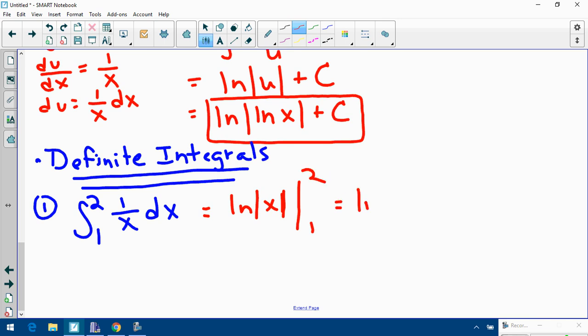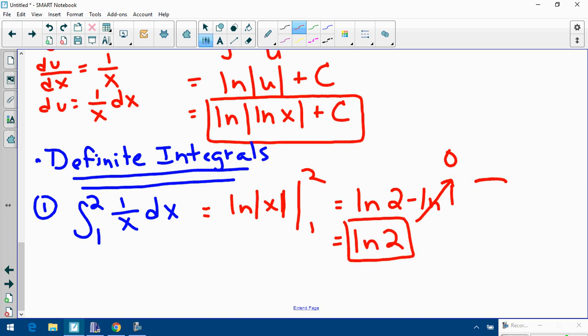So this would be ln of 2 minus ln of 1. But I should never see log or ln's of 1 anywhere, because what is ln of 1? Right, log of 1 is always 0. So get used to that, because that's going to come up a ton. Anytime you got a 1 inside an ln, that whole piece is just 0. So the answer is just ln of 2.